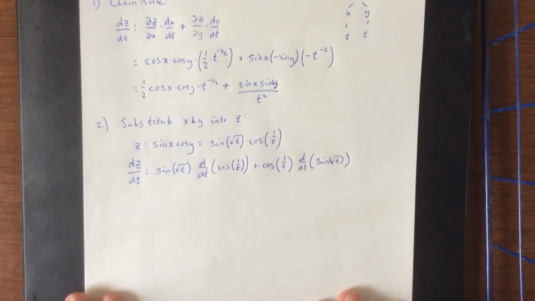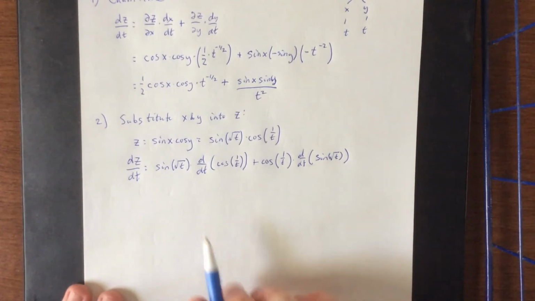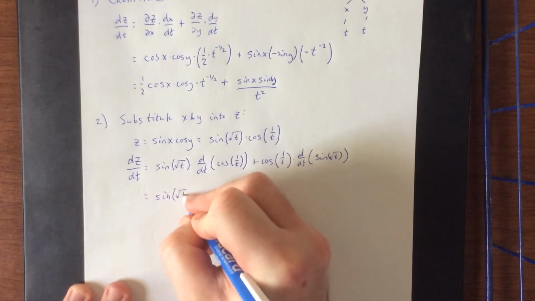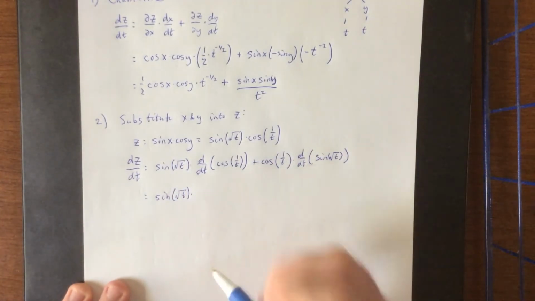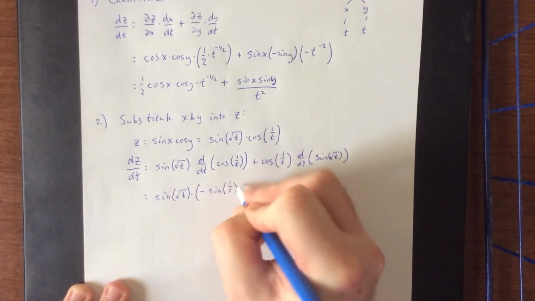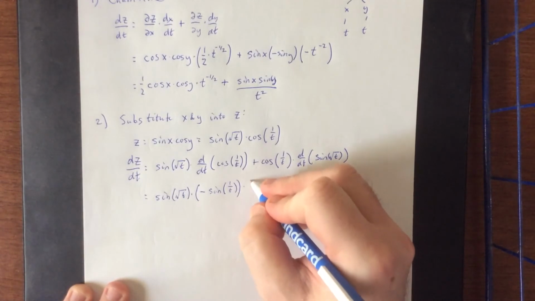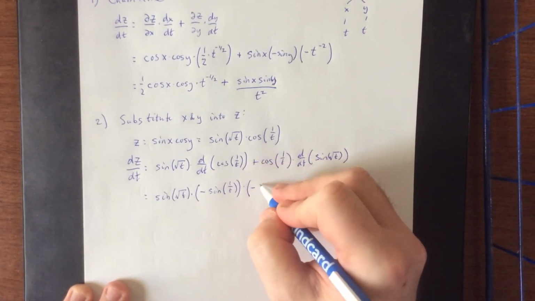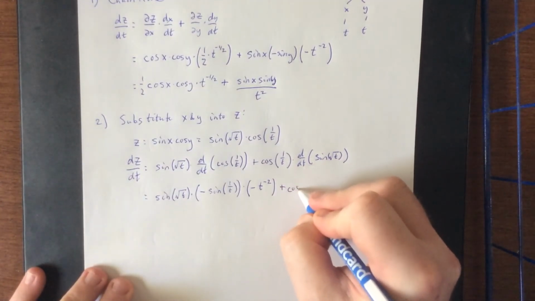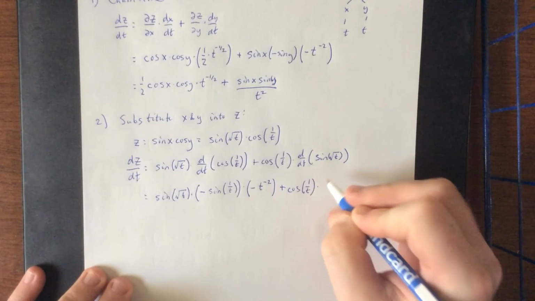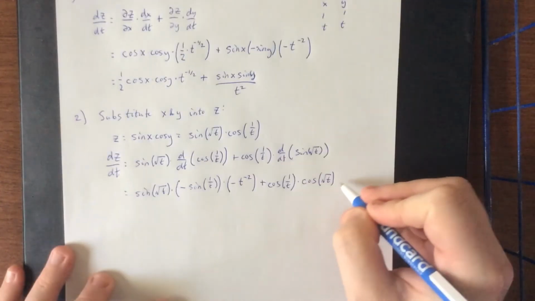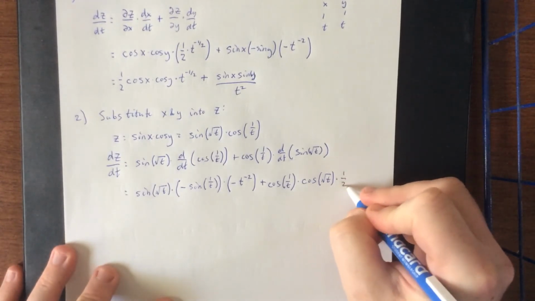Now each of the derivatives that we still have here is going to require the use of the chain rule. So we'll call this sine of the square root of t times derivative of the cosine function is the negative sine function. And then the chain rule says multiply by the derivative of the inside. Once again, referring to that as t to the negative 1 power, we can call that negative t to the negative 2 power. Plus the cosine of 1 over t times derivative of the sine function would be the cosine function.